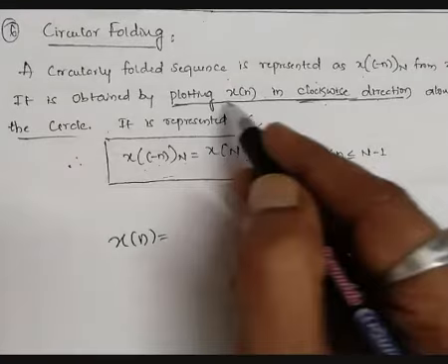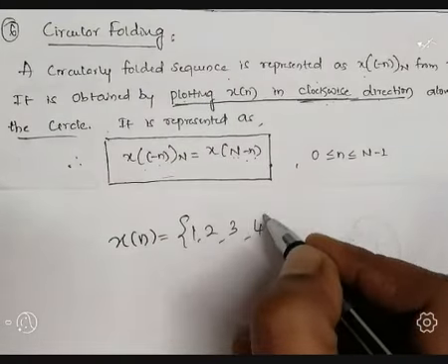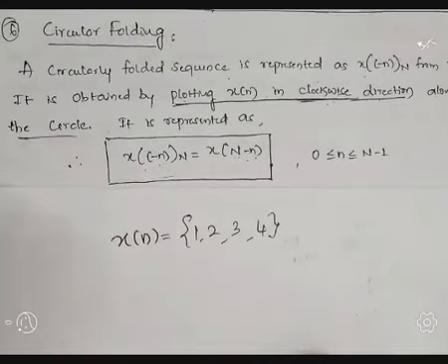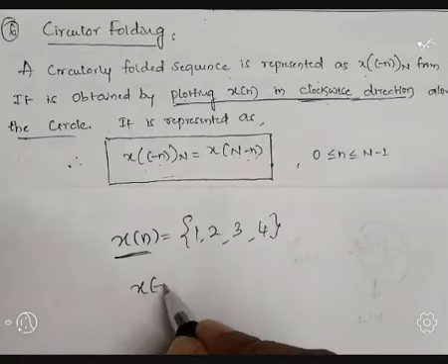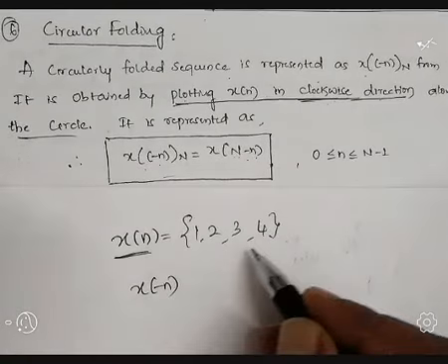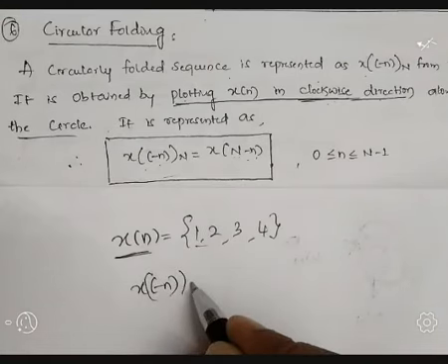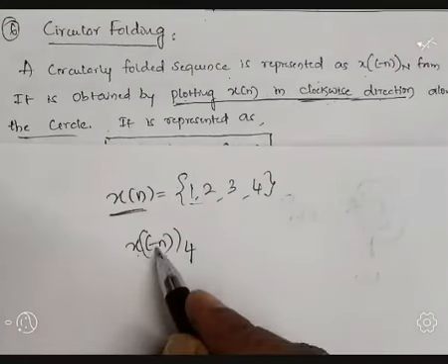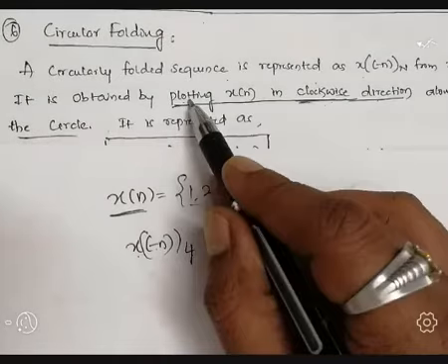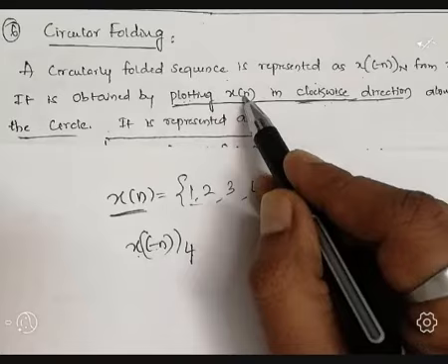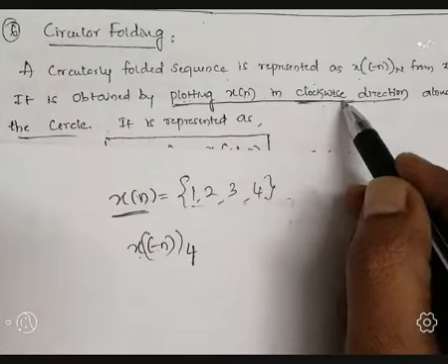As per the statement, the same example I will take: 1, 2, 3, 4. It is the given sequence. If I want to calculate the circular folded version of this, that is x of minus n, we have to calculate. It contains how many samples? 4 samples. Hence, we write this as 4. If I am going to calculate x of minus n of 4, what is this? The simple thing is to plot x of n in clockwise direction along the circle.